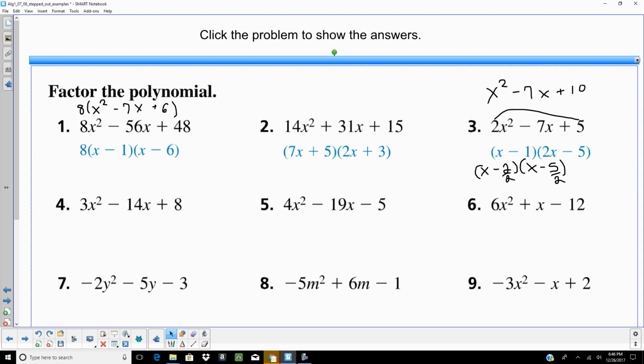All right. Go ahead, hit pause. Try the remaining 6 on your own. When you're done, hit pause again and check your answers. I will give you a hint on 7, 8, and 9. I'd probably factor out a negative 1 before I got started.